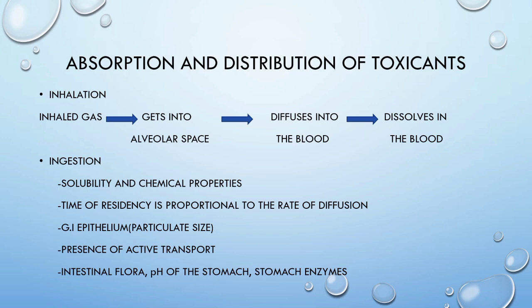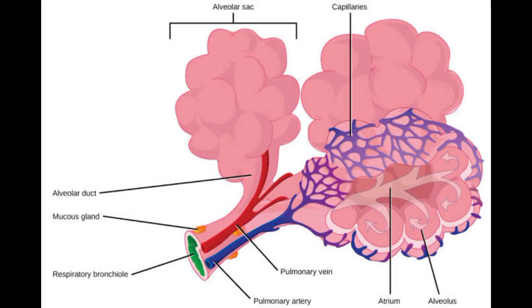So the toxins that eventually get into the bronchi and get distributed into the lungs then get into the alveolar spaces, and then diffuse into the blood and dissolve in the blood.